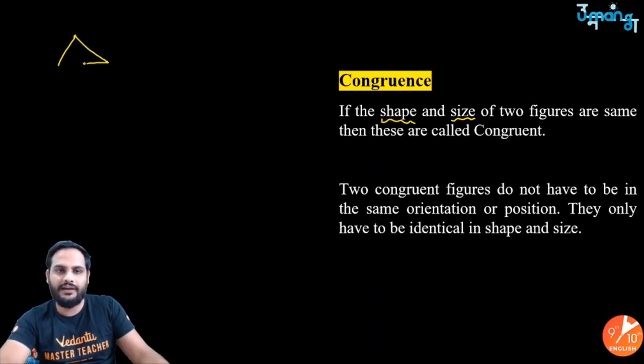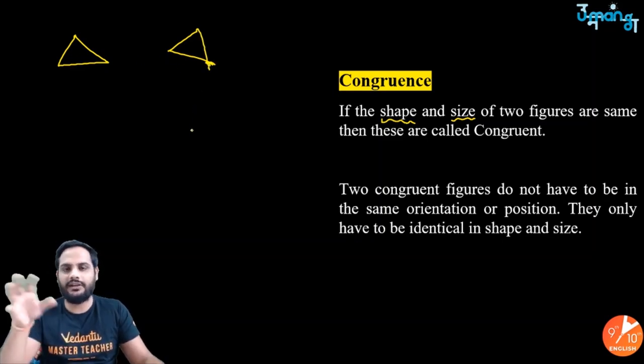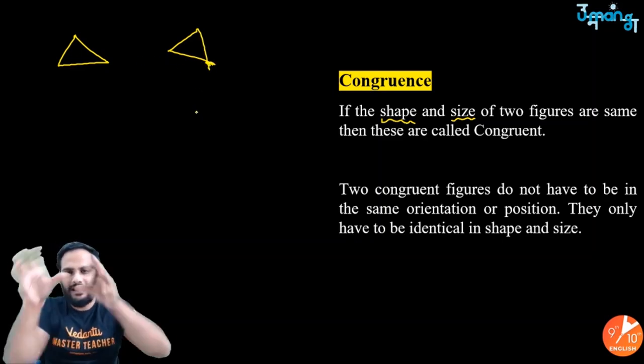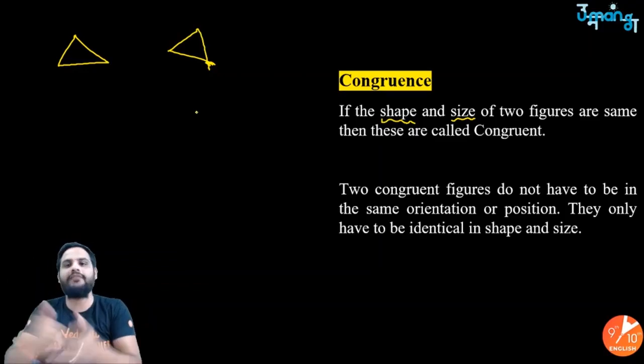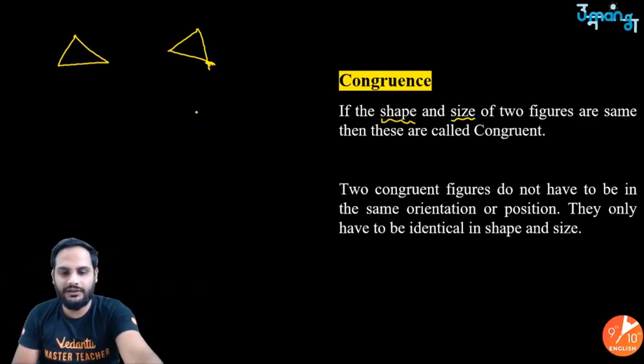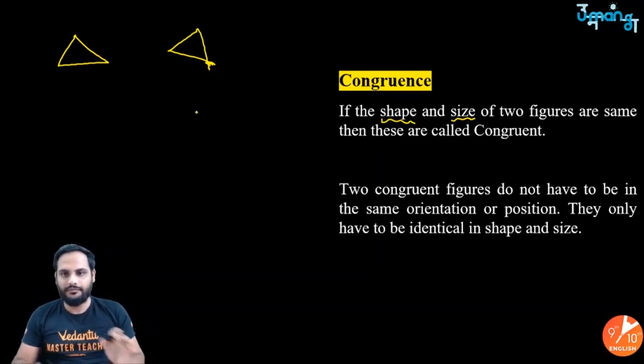Suppose I have a triangle here and the other triangle is something like this. Even though both are exactly equal in shape and size, I have kept them in different orientations, still they will remain congruent.